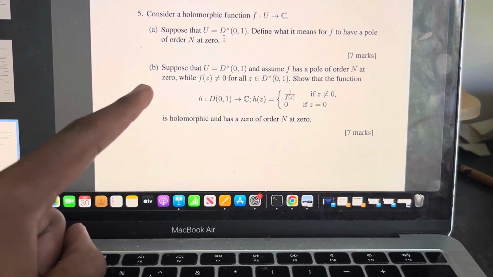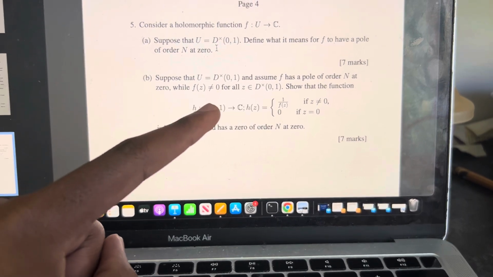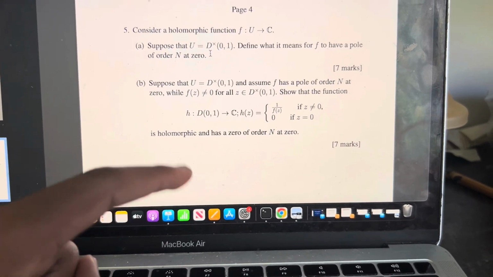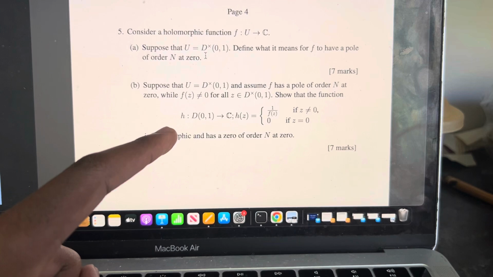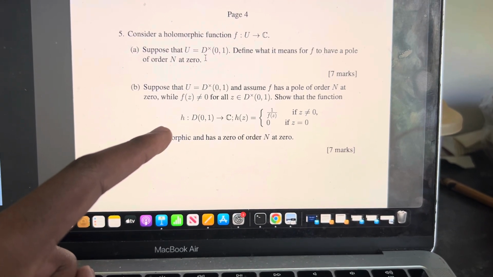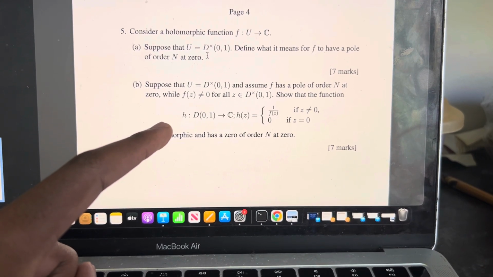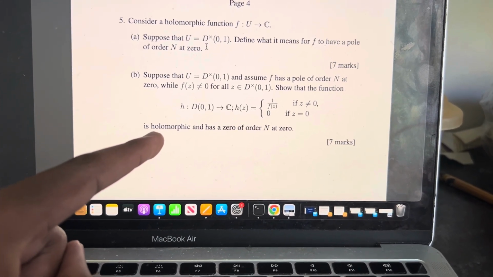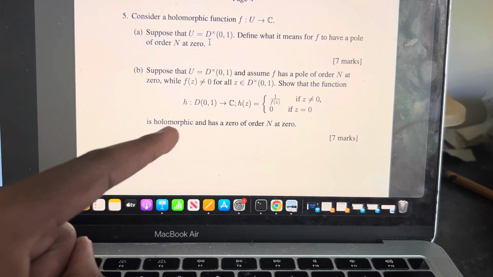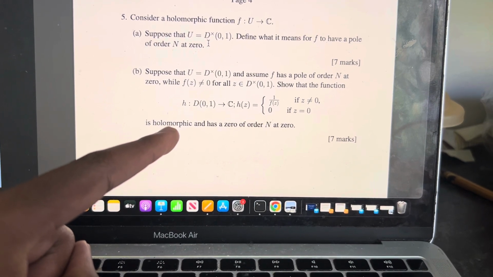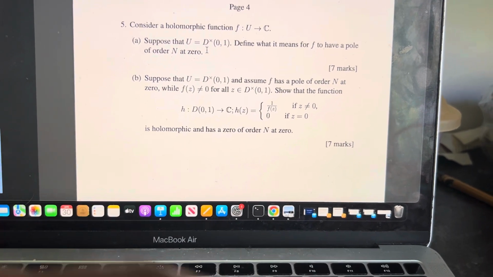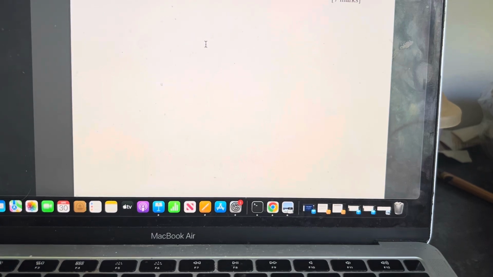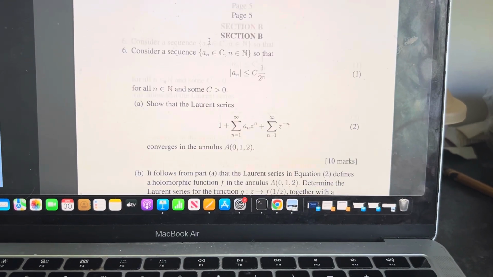And then for this one, suppose that the function is holomorphic. Okay. Well, if g of z equals z to the n times g of z, I don't know. Well, let's hope that doesn't come up in the exam. I'm sure I'll be fine actually.